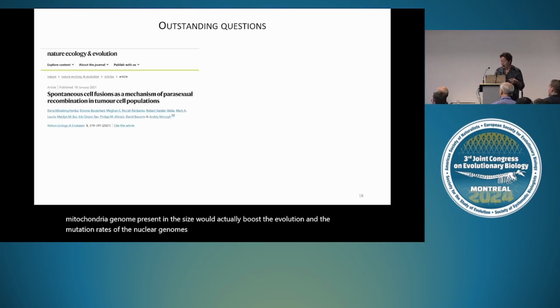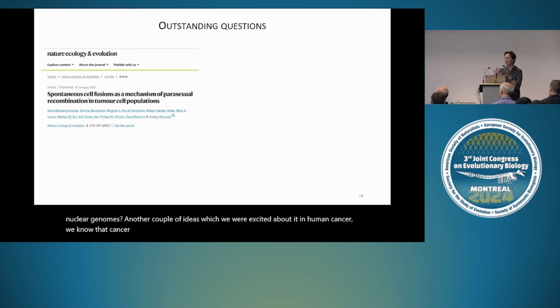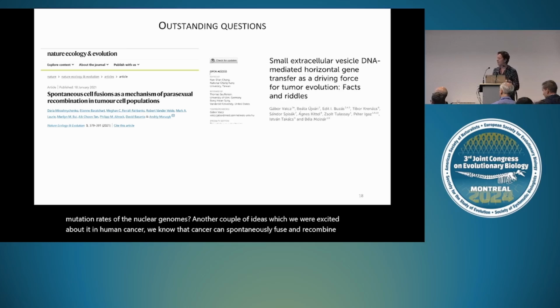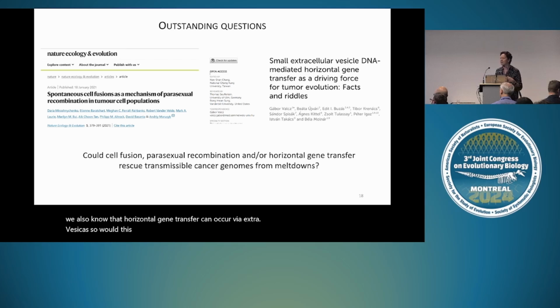Another couple of ideas which we were excited about in human cancer. We know that cancer cells can spontaneously fuse and recombine. And we also know that horizontal gene transfer can occur via extracellular vesicles. So would this be the mechanism saving these genomes from meltdowns in transmissible cancers?